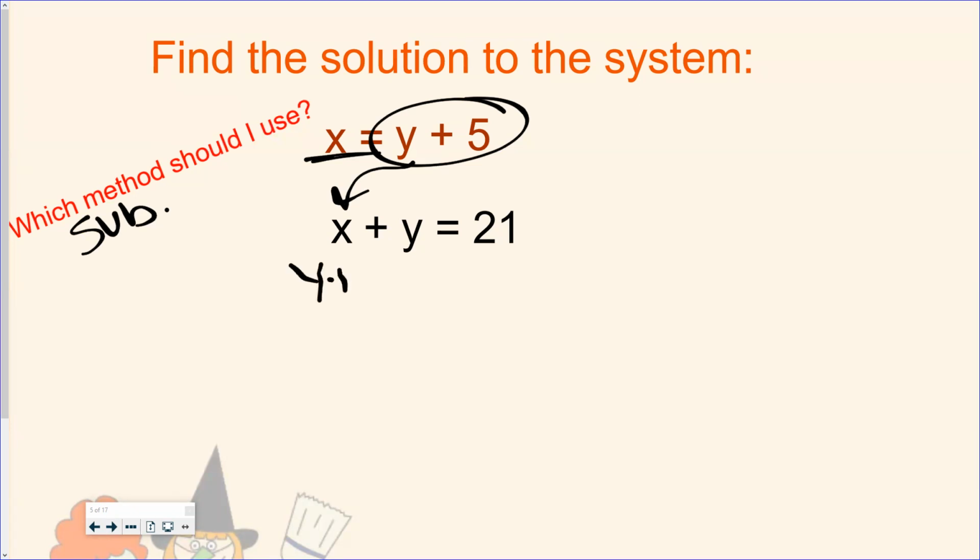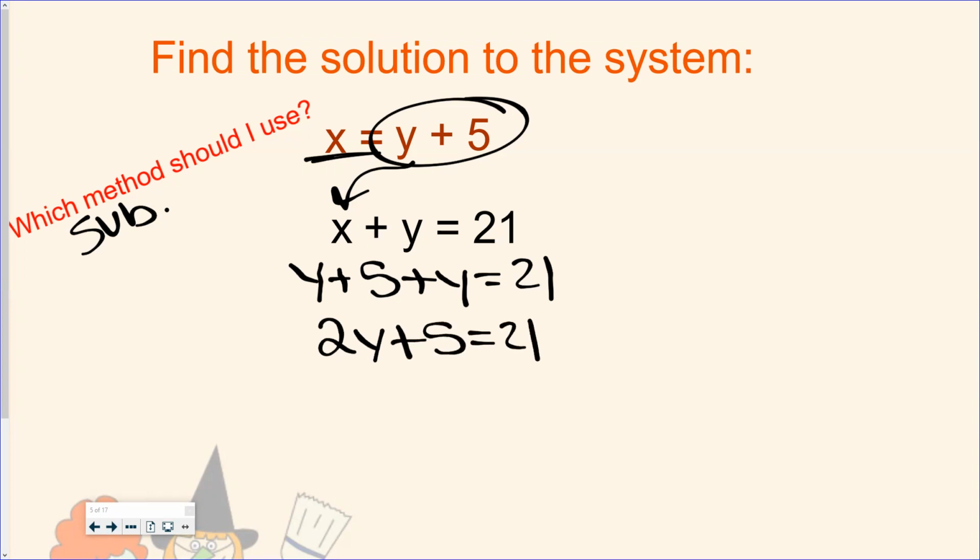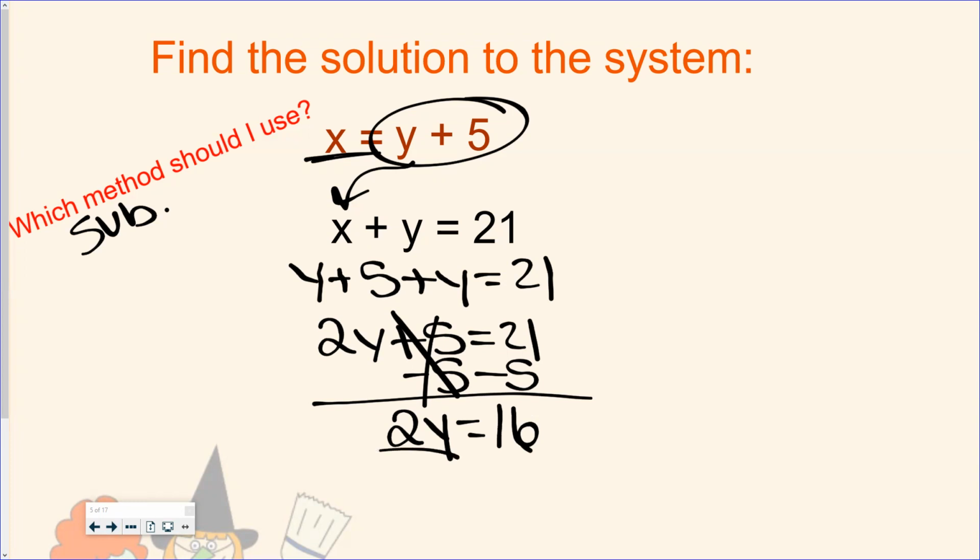So y plus 5 plus y equals 21. On the left hand side here, I got y and y. That makes 2y plus 5 equals 21. Now let's subtract 5 from both sides. Those 5's cancel. I still have 2y, but on the right hand side, I got 21 minus 5, which is 16. Divide both sides by 2, and I'm going to get y equals 8.